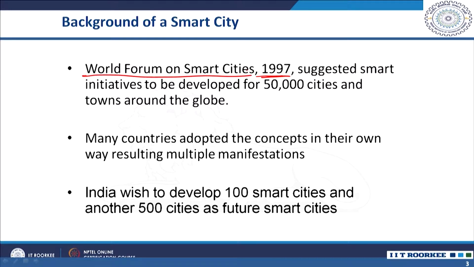Forum on Smart Cities suggested smart initiatives as a main agenda of the development of cities, about 50,000 cities in 1997, and then many countries adopted the suggestion and policies about this smart city, and they tried to improve or develop their city in terms of the concept of the smart city. Similarly, in India, in 2014, India took a very ambitious project of developing 100 smart cities in the beginning, and then 500 other cities as future smart cities. So, we will see that in detail.